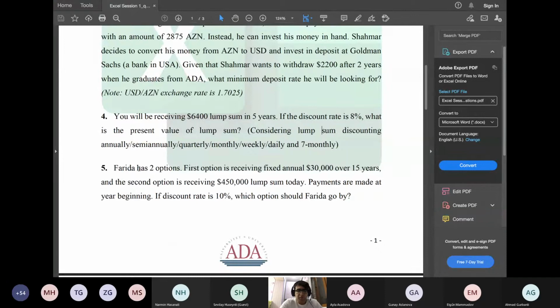Farida has 2 options. The first option is receiving a fixed annual $30,000 over 15 years. And the second option is receiving a lump sum today. Payments are made at year beginning. So the question says payments are made at year beginning. It means we will continue with annuity due, because the payments are not made at year end. It's year beginning, it is annuity due. If the discount rate is 10%, which option should Farida go for?